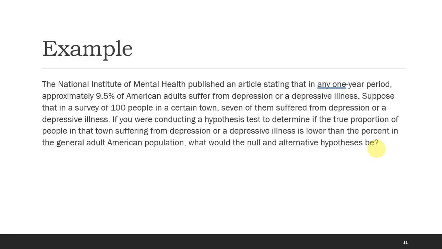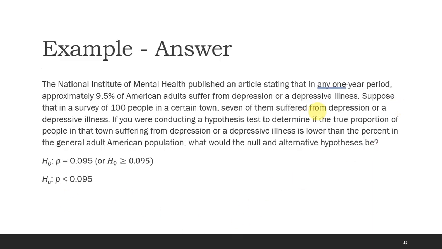Okay, drum roll. All right, so we have that they said that in any 1 year period, 9.5% of American adults suffer from depression. So that's kind of like an is. So you could either put that as p equals 0.095, or you could just do greater than or equal to 0.095. But the thing is, again, we want to test whether that proportion is lower in this town. So we're saying the proportion is lower because that's what we said, right? It's lower than the percent of the general population. So this is what we're trying to test for.